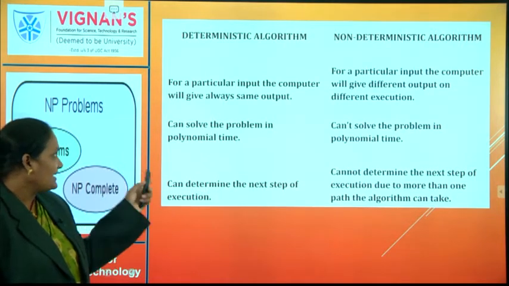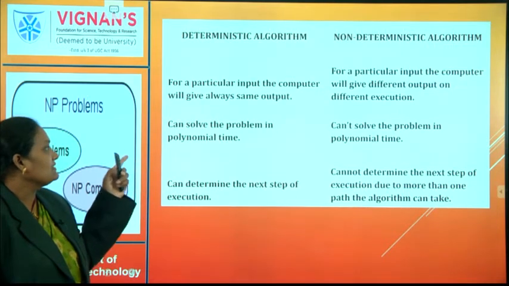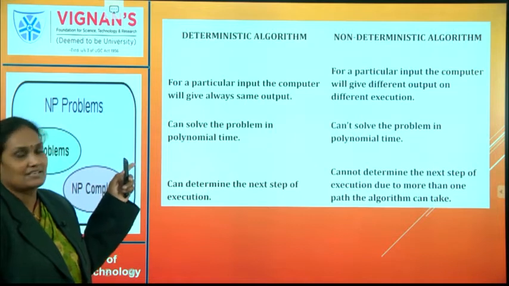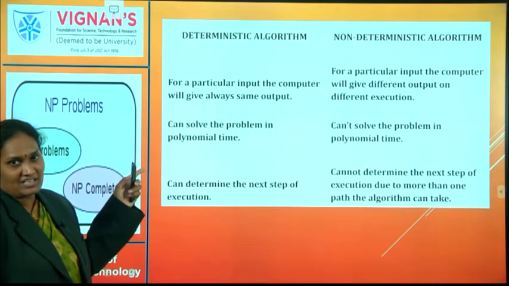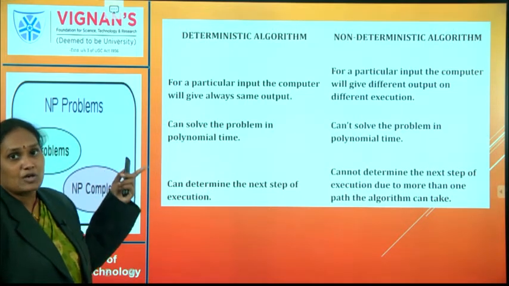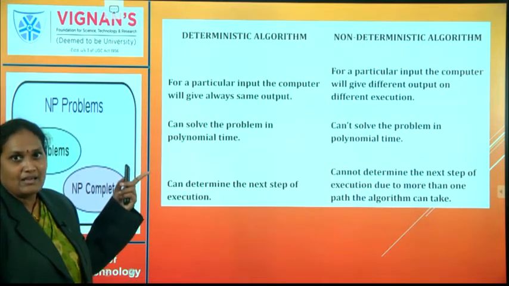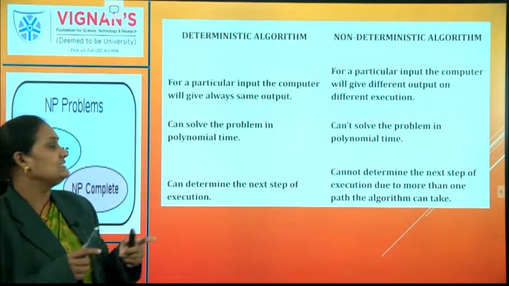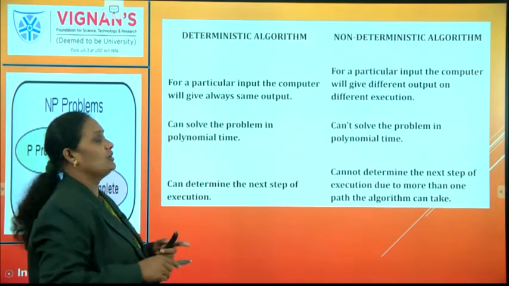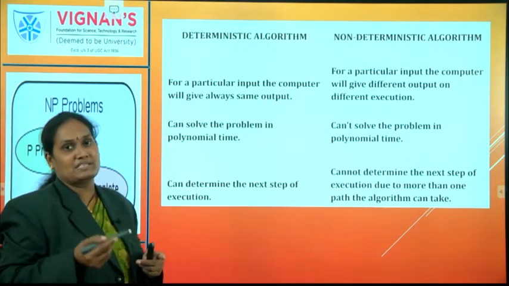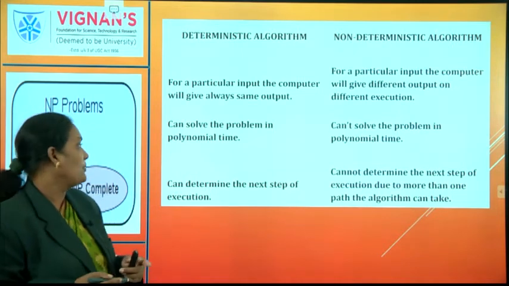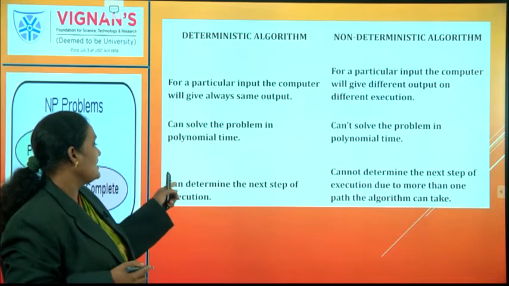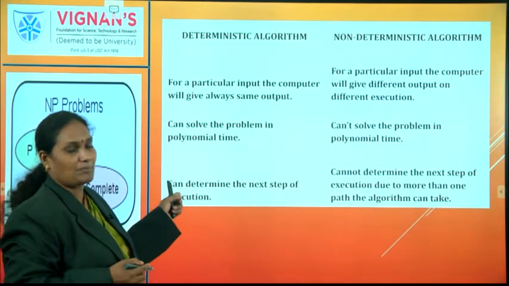Now, deterministic algorithms can be solved in polynomial time. That is, their time complexity can be expressed as a polynomial. In case of non-deterministic algorithms, these cannot be solved within polynomial time. That is, their time complexity cannot be expressed as a polynomial.